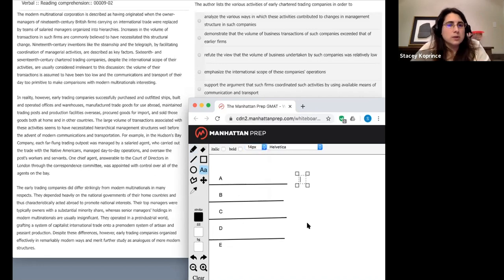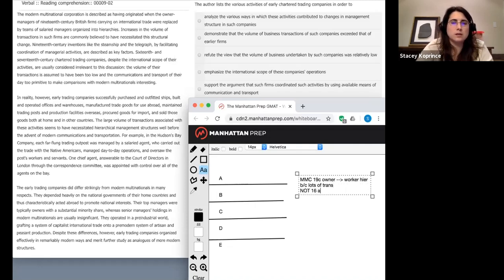Passage, take some notes. MMC, I hate the business ones. MMC is 19th century, when they went from owner to worker in a hierarchy. Okay, fine. Because lots of transactions. And specifically 19th century. Okay, and 16th. Okay, not 16th and 17th century.